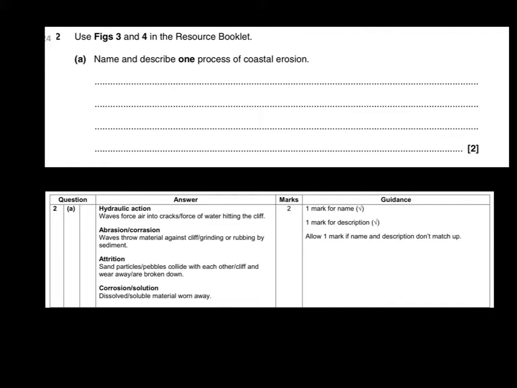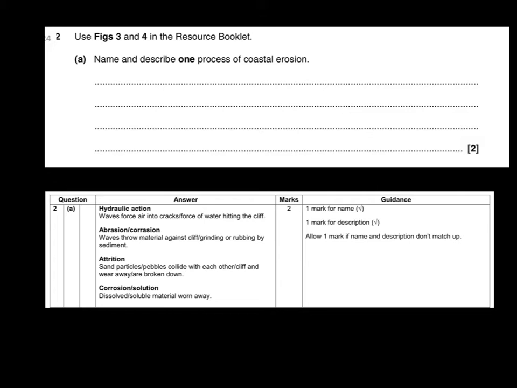To start off with, question 2A, most people got this right. But it's really important that you read the key terms. It's asking you to name, describe, and it also mentions one process, and the key word here is erosion. If you talked about weathering, some people talked about freeze-thaw, for example, some people talked about longshore drift and transport, some people talked about erosion in general, you're not going to get any marks.